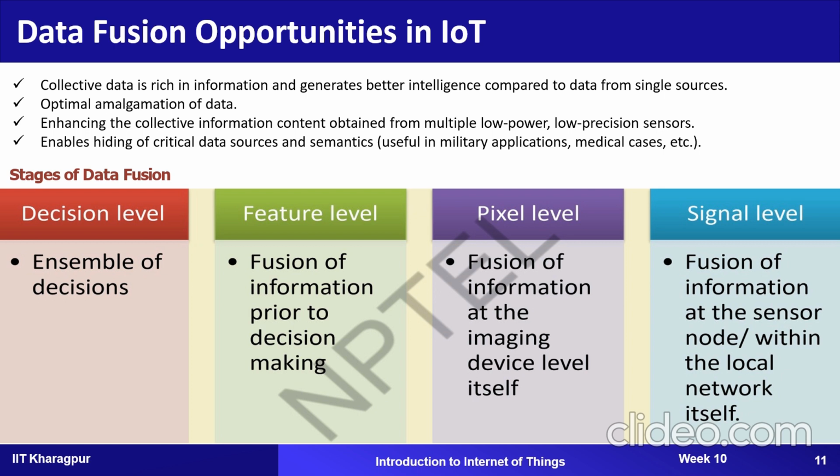Imaging devices means the cameras you can consider. So basically in case of pixel level data fusion, different images are captured by different cameras of the same place, the most important information of each image is taken, and this information is collectively aggregated together in order to take the decision. Next is your signal level. In case of signal level, data fusion is done within the local network.